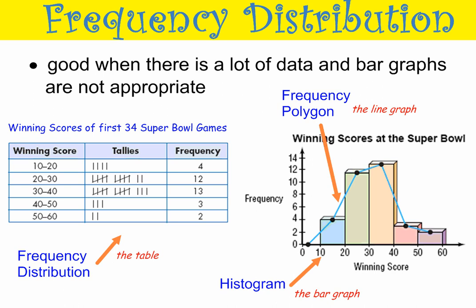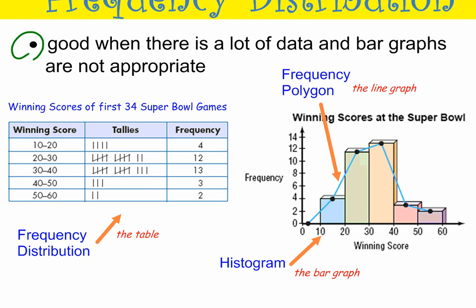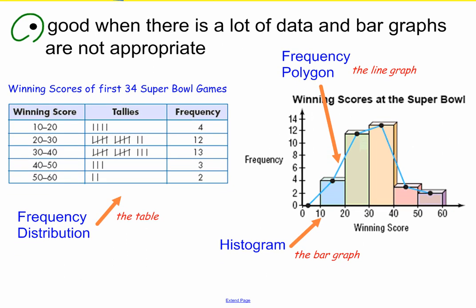Frequency distribution. This is good when there's a lot of data to display, and you can't possibly display every piece of data, so we kind of categorize it or group it. So what we see here is a frequency distribution. It's a table that shows how often or how frequent a category occurs. So a winning score of 10 to 20, I believe this is Super Bowl winning scores for the first 34 Super Bowls. So a winning score between 10 and 20 points occurred 4 times. And I could see a winning score between 50 and 60 points happened only twice.